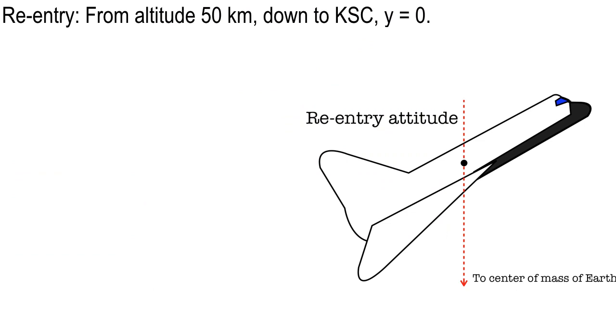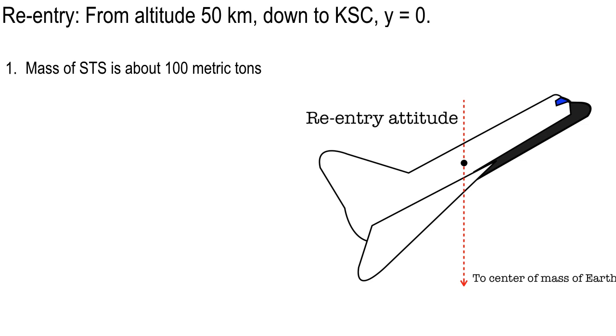All right, so let's take a reentry calculation. We're going to go from an altitude of 50 kilometers, where you're moving at Mach 9.1, and then go down 50 kilometers to the landing strip at Kennedy Space Flight Center at y equals zero, and we're going to have a landing speed of 100 miles an hour for the space shuttle.